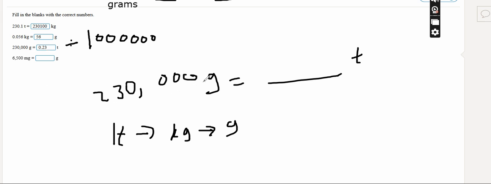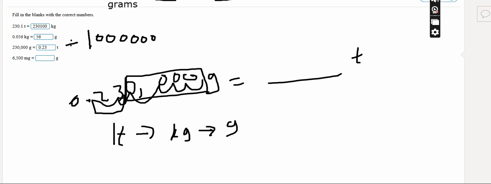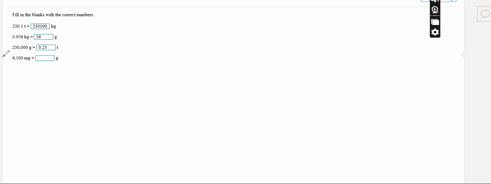So let's see how it will go. 1, 2, 3, 4, 5, 6. It will land right here. 0.23. The rest of it, like I said previously, these zeros don't matter, so you won't be writing them because they're on the right side of the decimal. And the numbers 2 and 3 will matter, so you'll write them, but the zeros don't. Let's go to the next one.